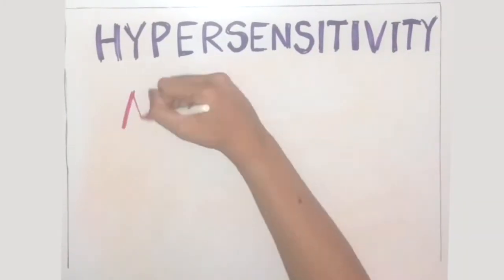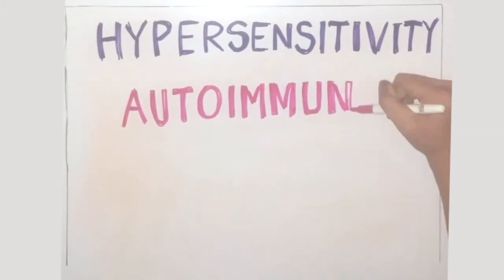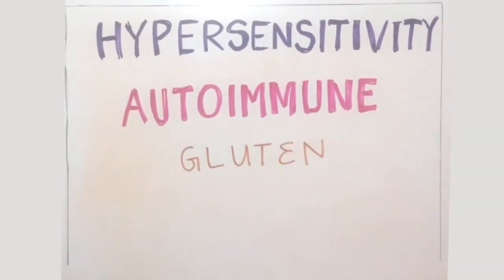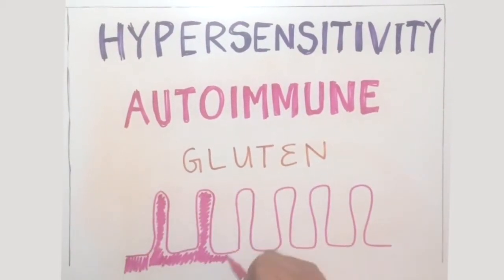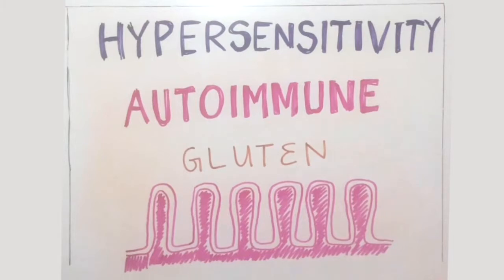Celiac disease is a hypersensitivity and autoimmune disorder that is caused by the ingestion of gluten. It differs from a gluten intolerance or wheat allergy because it causes damage to the epithelial lining of the small intestines.